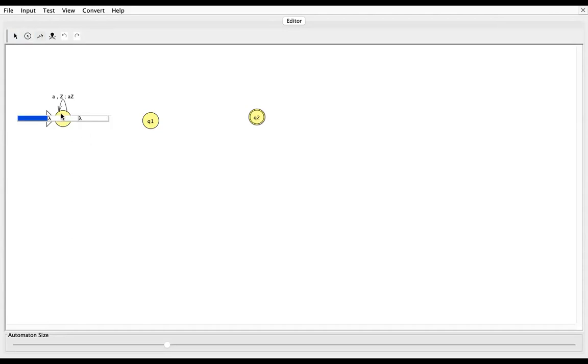And then again, when we encounter an A, this time when the stack already has an A, we will push the A onto the stack again. So our next transition goes to Q1.